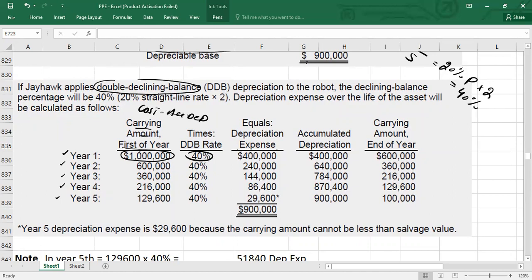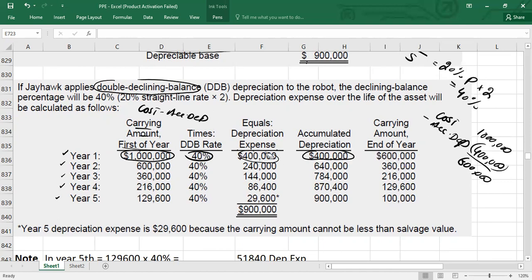Just multiply with the double declining rate, which is 40%, and you will get a depreciation expense of 400,000. With this expense, you will pass the entry: debit depreciation expense, credit accumulated depreciation. Same depreciation expense will be equal to accumulated depreciation. And now you want to calculate the carrying value. Carrying value is always equal to cost minus accumulated depreciation. The first year cost is 1 million. Accumulated depreciation is 400,000 in the first year. This is how you get a carrying value, which is 600,000.